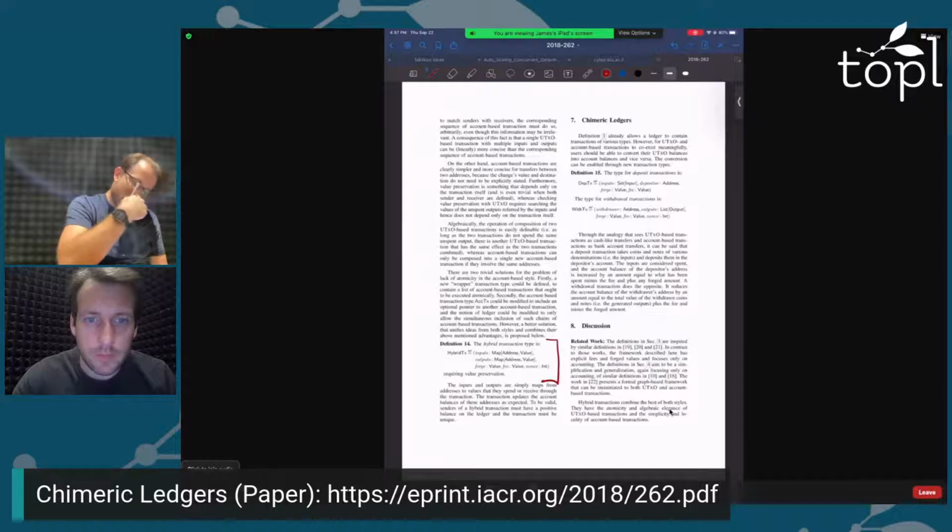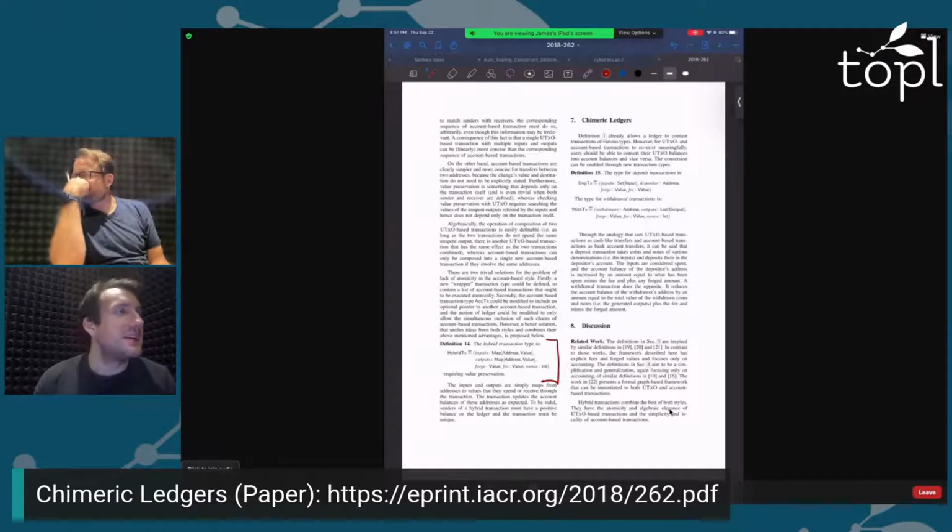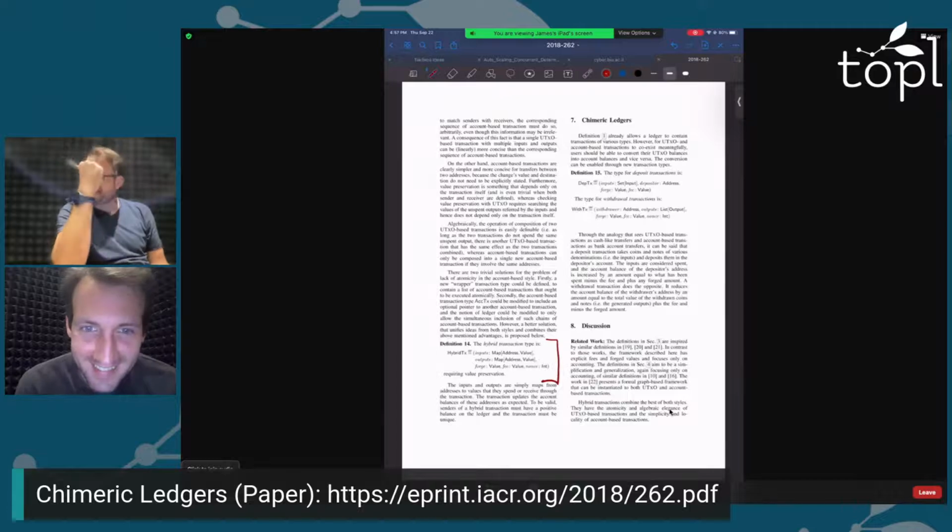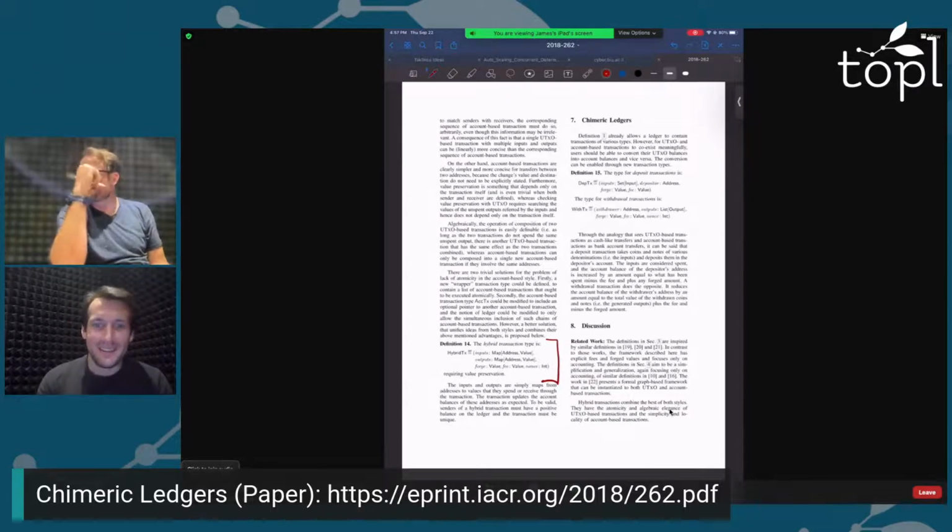Ooh. That's what a UTXO is. Yeah. You just embedded UTXOs into an account model. It could be. That's basically what it looks like.